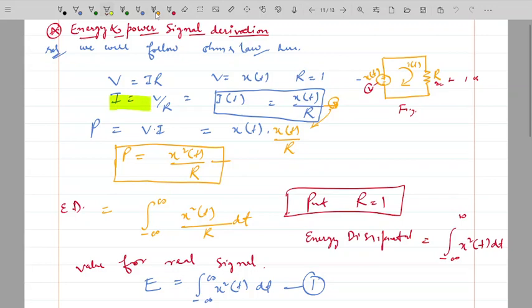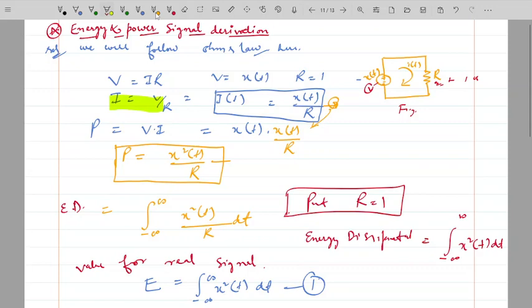So I is V upon R, and we substitute the value of I and V here. I is the I of t, then the value of I of t will be x of t upon R. x of t is the voltage V, and R is the resistance.